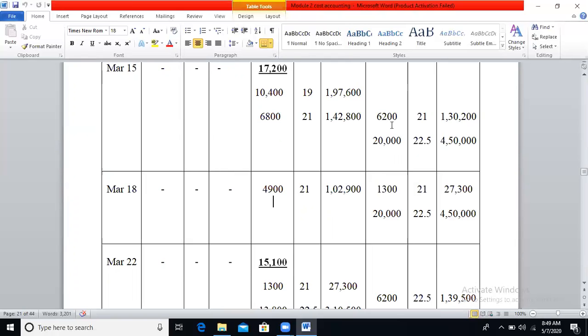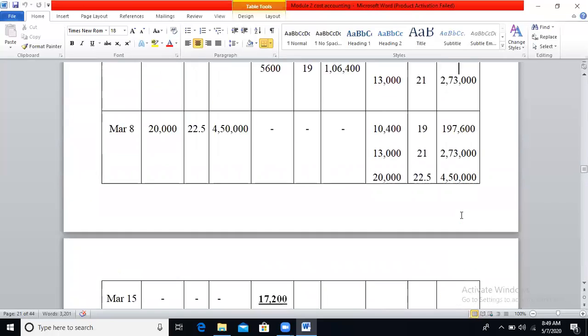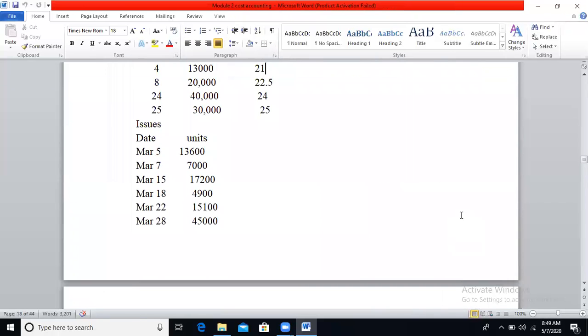So out of 6,200, if you issued 4,900 units, the remaining balance will be 1,300 units at rupees 21. If you multiply these two, 1,300 into 21, you will get 27,300. Then still we have the balance of 20,000 units at rupees 22.5. 20,000 into 22.5, you will get the total value as 4,50,000. The next transaction is March 22nd.